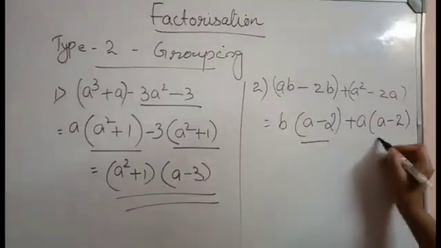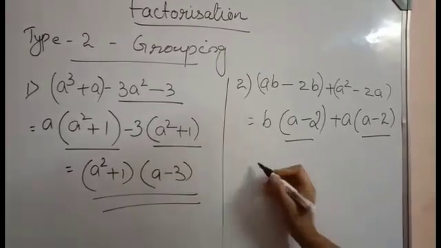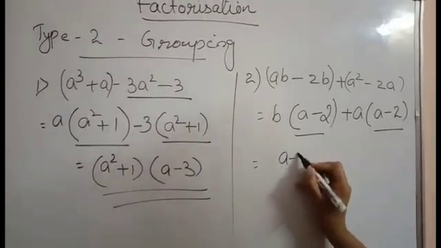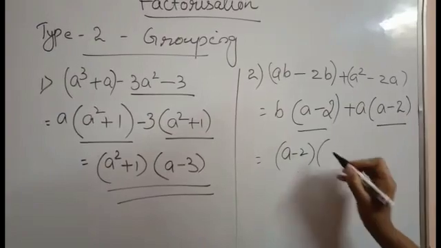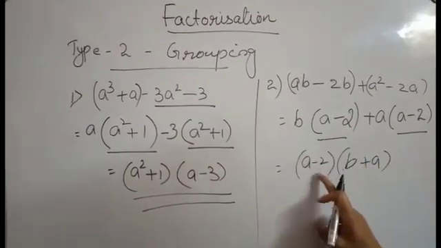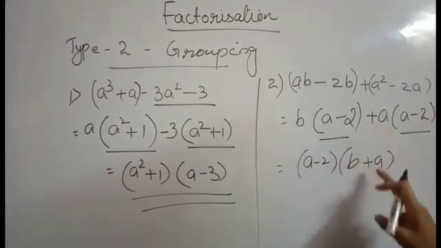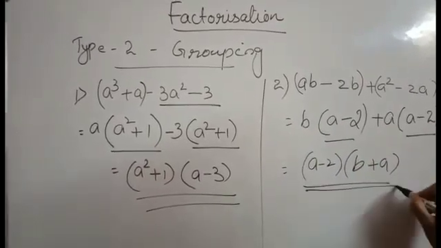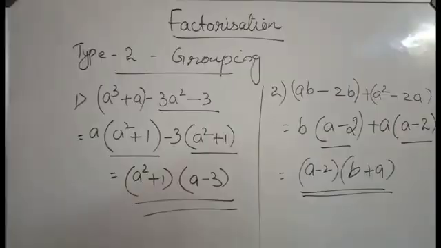Now look at these two. a minus 2 is common. So what we have to do is take out a minus 2 and then your answer will be b plus a here. Since we have taken a minus 2 common, this will be b and this one will be plus a. So these two are the factors of the given polynomial here.